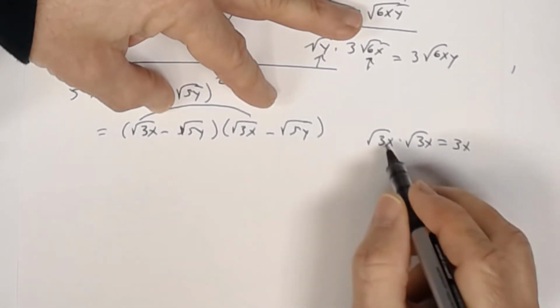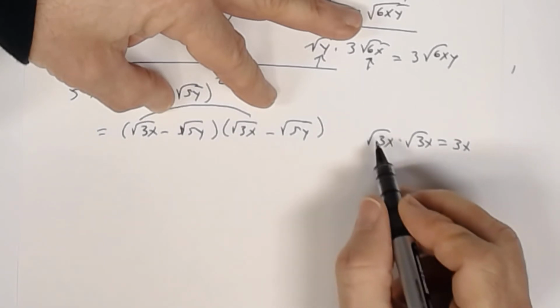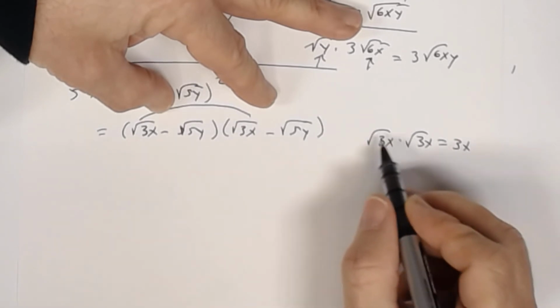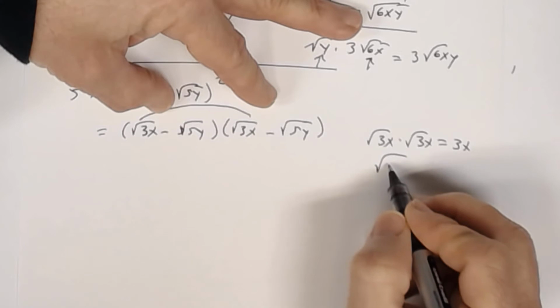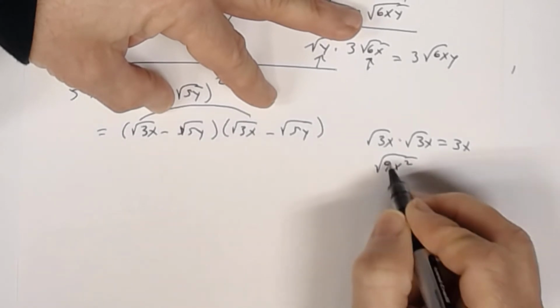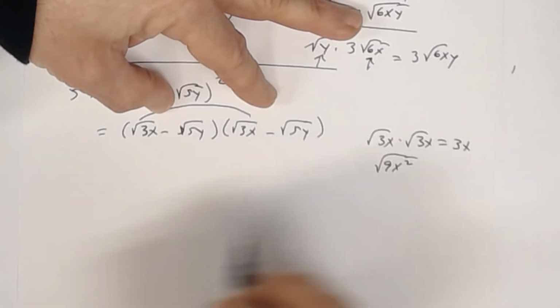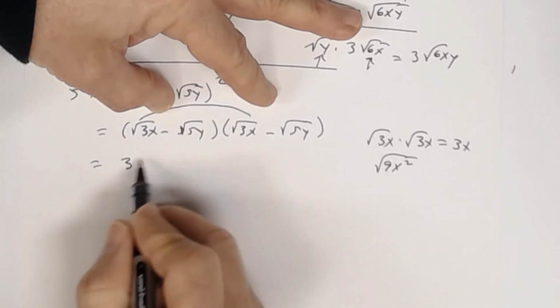Because the product property for radicals says that if the indices are the same, I can multiply the radicands. So that's the square root of 9x squared. Square root of 9 is 3. Square root of x squared is x. So my first is 3x.